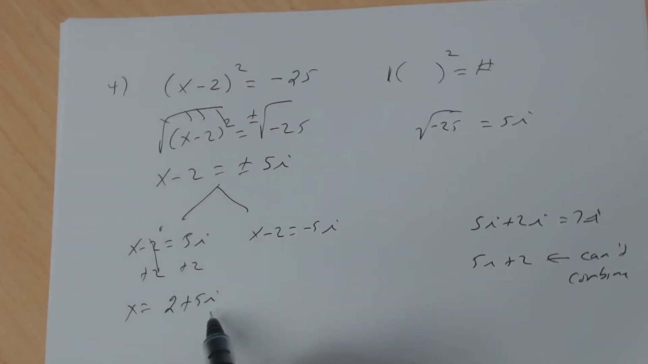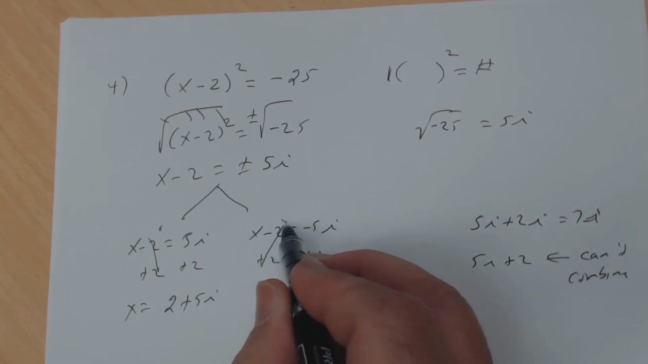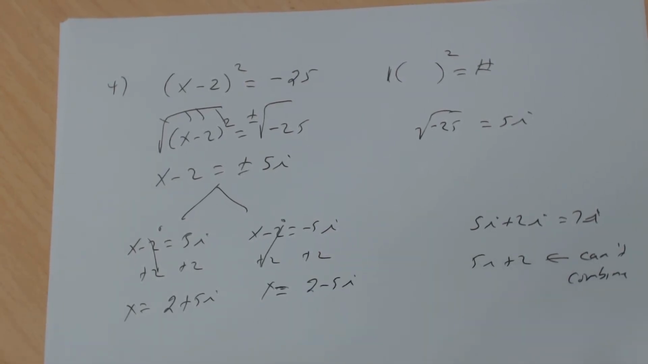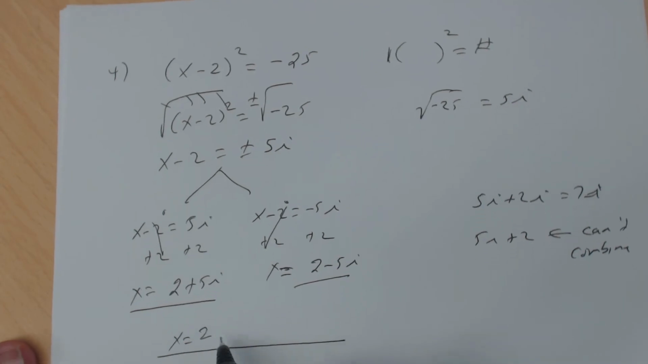So remember, I always tend to put the term involving i last. So we wrote it in complex form, a plus bi. So this is complex form, a plus bi. Over here, add 2 to both sides. We get x equal 2 minus 5i. All right. Now you can write your answer like this. So in the blank, you could say x equal 2 plus 5i, and the other one was 2 minus 5i.